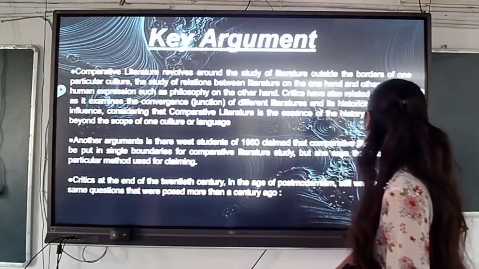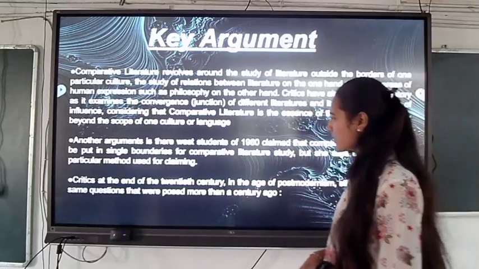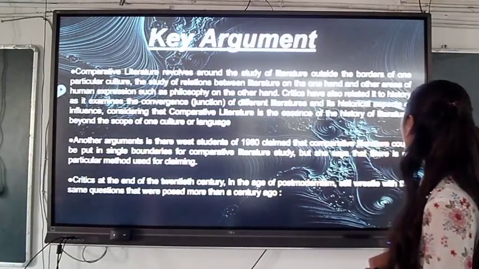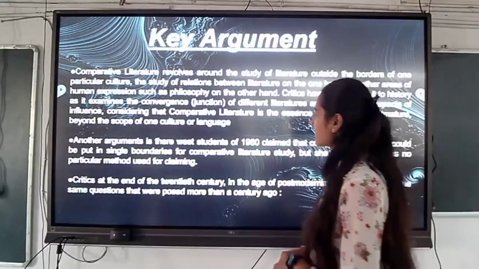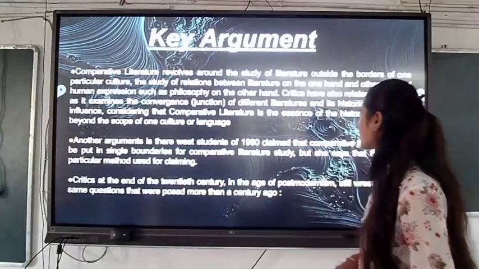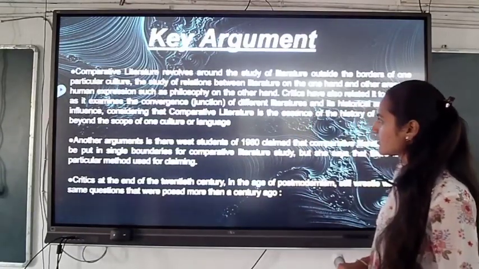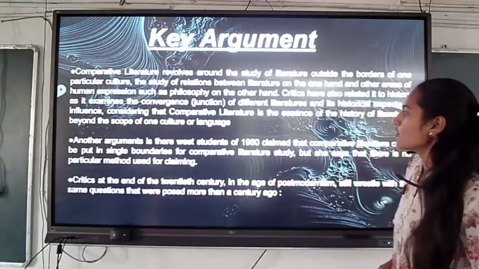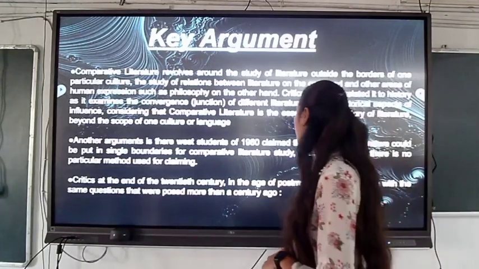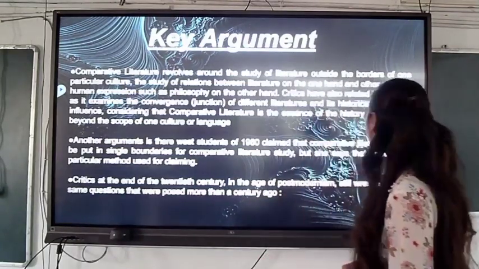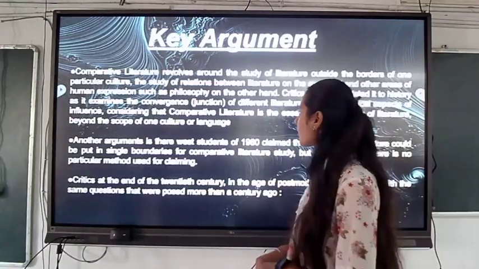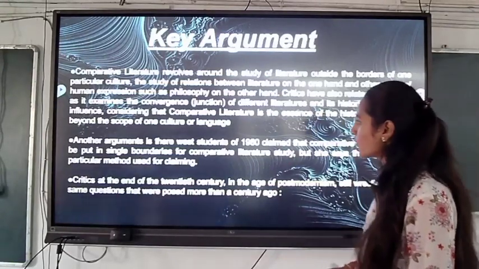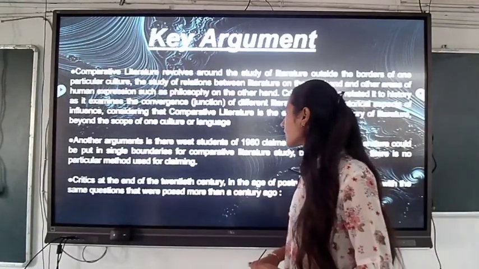Critics have also related it to history, to explain the conjunction of the different literatures and the historical aspect of influence, considering comparative literature as the essence of the history of literature beyond the scope of one culture or language. Another argument is that a Western student of 1960 claimed that comparative literature could put a single boundary on comparative literature study. But she says that there is no patriarchal method used for it.